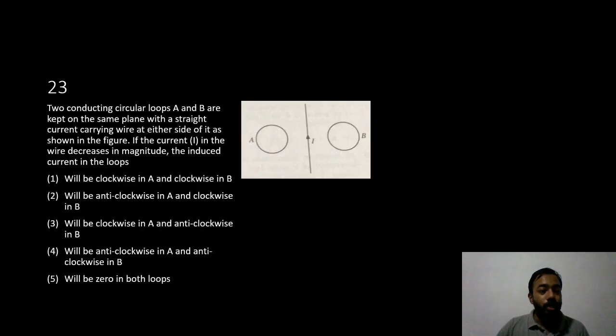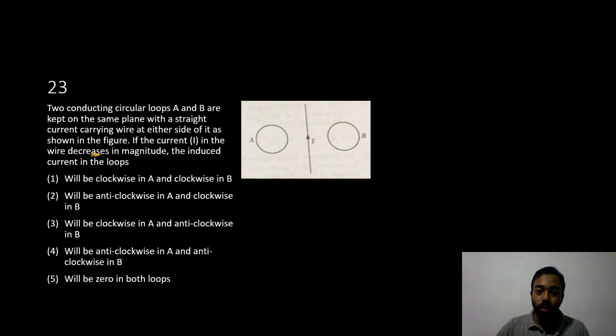Question number 23. Two conducting circular loops A and B are kept on the same plane with a straight current carrying wire at either side of it as shown in the figure. If current I in the wire decreases in magnitude, the induced current in the loops. So there is a current carrying straight conductor in the middle of this and on either side of this there are two loops, wire loops. So what will happen when a current is going through this conductor?